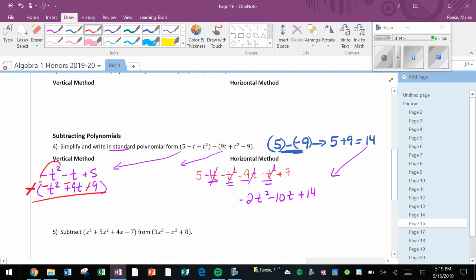And then you combine like terms. And I got a negative t squared and a negative t squared is a negative 2t squared. A negative t and a negative 9 is a negative 10t. And a 5 and a positive 9 is a 14. And oh my goodness, it's the same thing. It is. Right? 2 different methods to do the same darn thing. Okay?